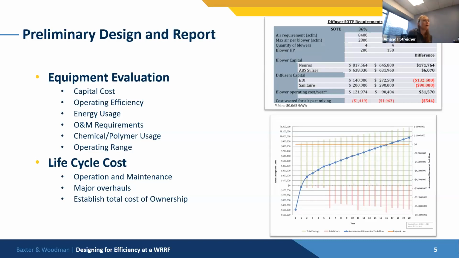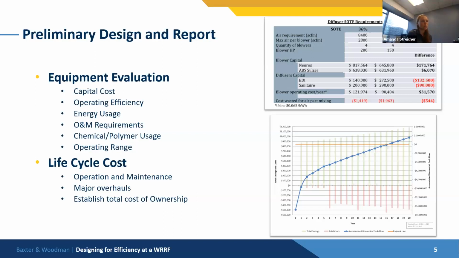So once you have your plan in place and you're moving forward through your design, evaluating your equipment. I think that's something that we all do very, very early on in design phases, and looking at some of the critical things to evaluate: your capital cost, operating efficiency, energy usage, O&M requirements, polymer or chemical usage, operating range. We look at all of those compared against different manufacturers, different types of equipment, to really select which one is going to be the most cost effective.